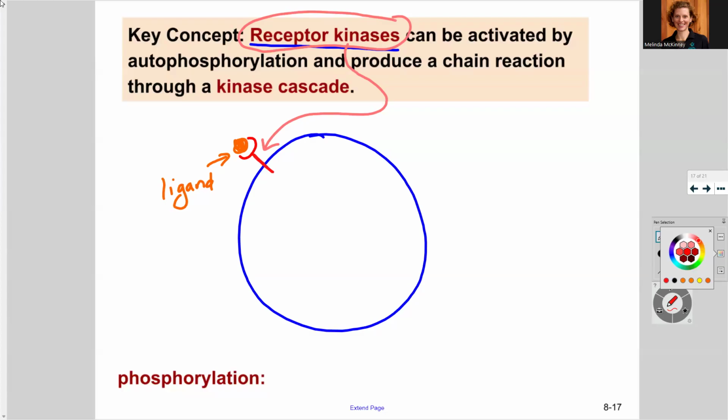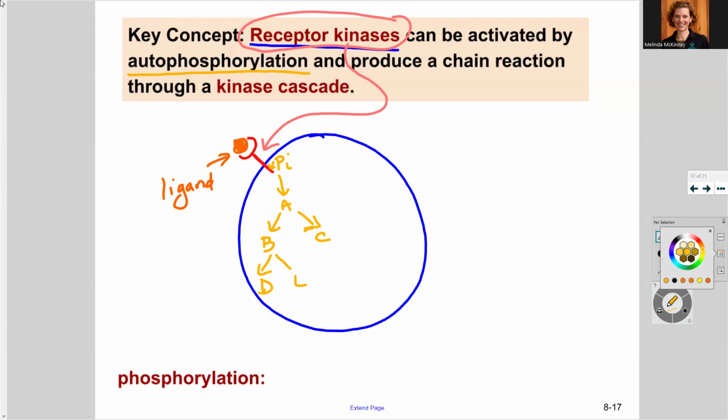And then once the ligand is received, it's going to actually catalyze the reaction where it adds a phosphate to itself and basically energizes it. So that's autophosphorylation. So it's going to add a phosphate group. It's going to energize it. And then that is going to result in a series of reactions that are going to continue to add phosphates to more and more molecules.